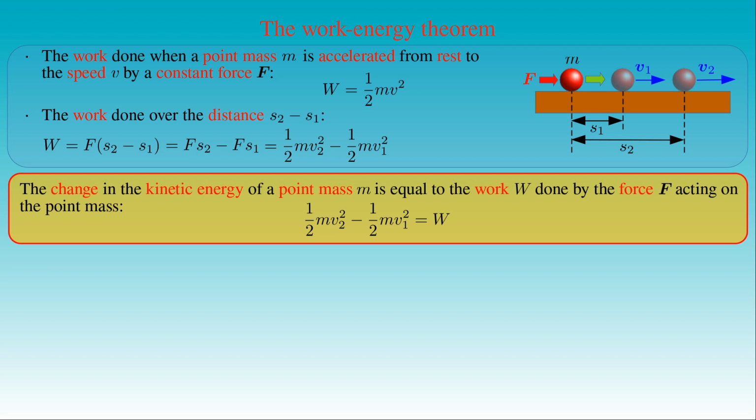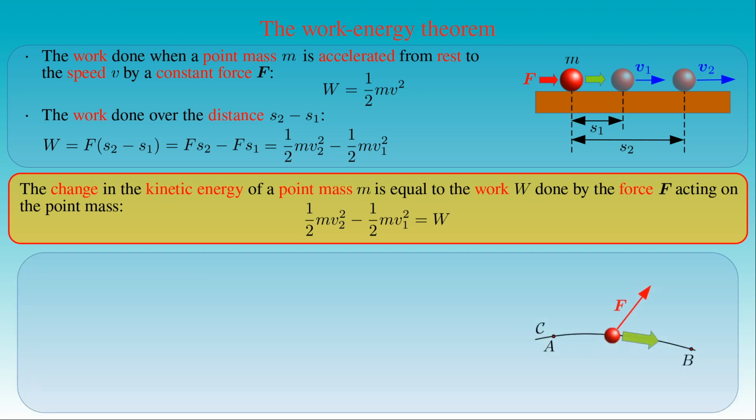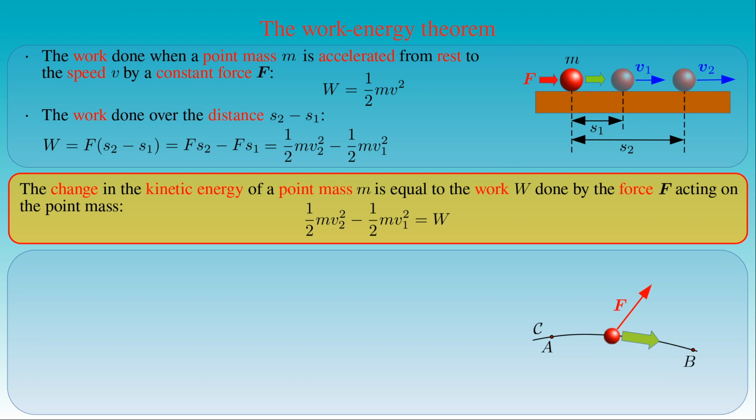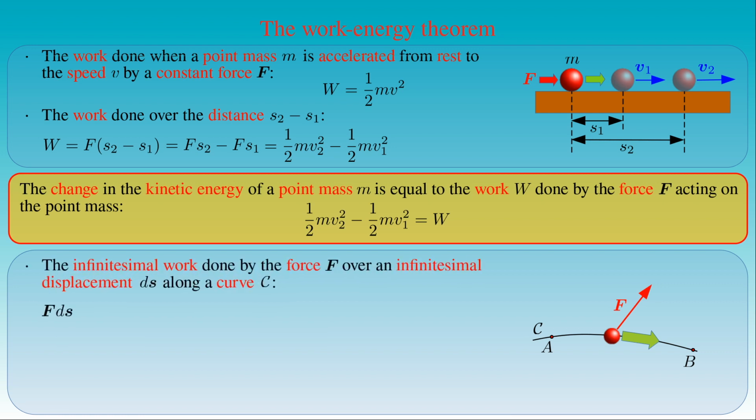This theorem holds for the general case as well, where the force F is not constant and the point mass m travels along an arbitrary curve C between the points A and B. We can prove the theorem for the general case by calculating the work done when the point mass is only a small displacement along the curve. The infinitesimal work done on the point mass by the force F through the infinitesimal displacement ds along the curve is equal to the scalar product of the force F and the displacement vector ds.